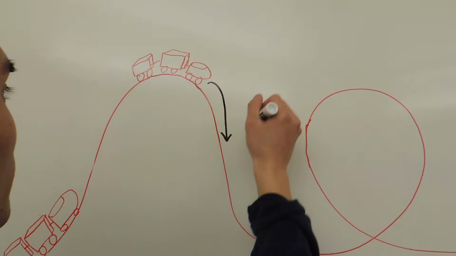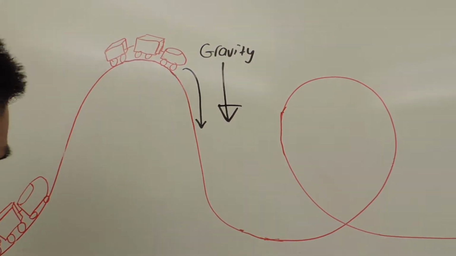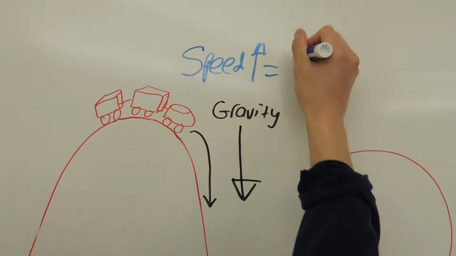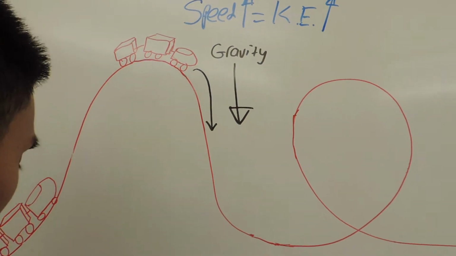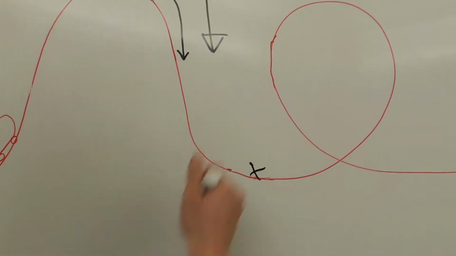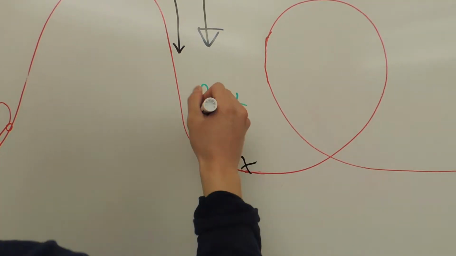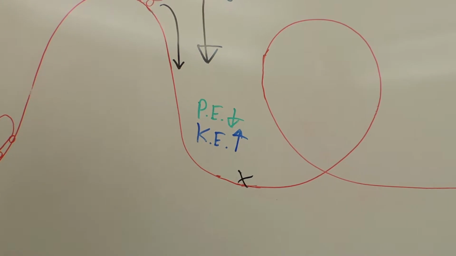As the roller coaster begins to descend down the hill, the force of gravity pulls the roller coaster down. This increases its speed, and therefore, the kinetic energy is increased as well. Once the roller coaster reaches the bottom of the hill, all of the potential energy has been transformed into kinetic energy. With all this kinetic energy, the roller coaster is moving super fast.